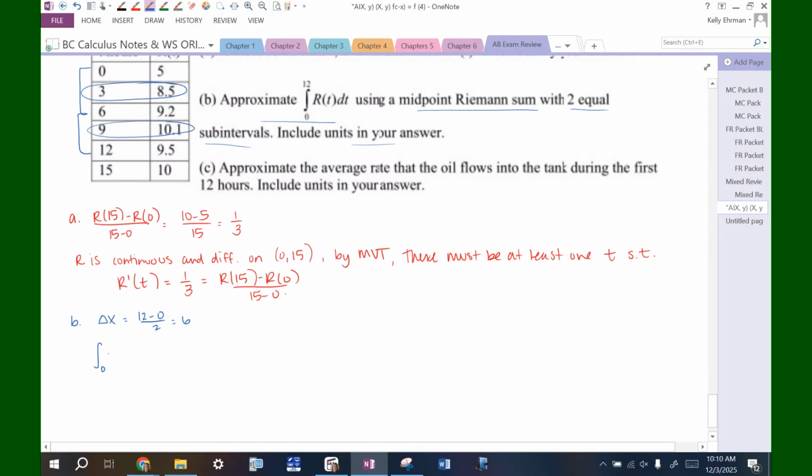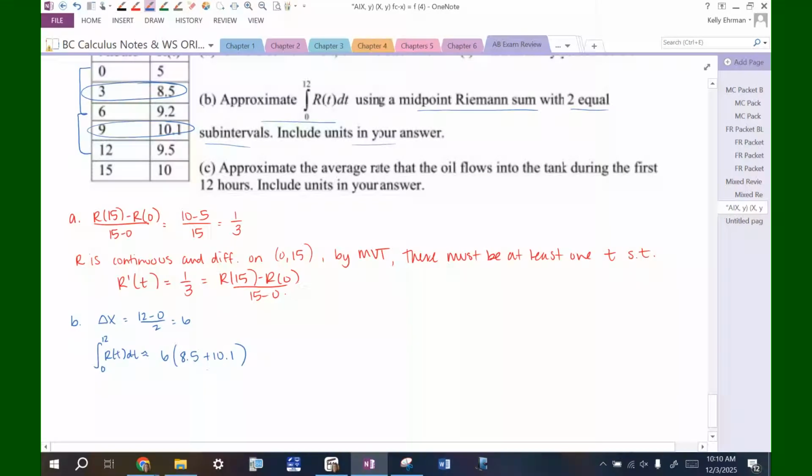So the integral from 0 to 12 of r of t dt is about equal to, both rectangles are going to have a width of 6. And we're going to use 8.5 plus 10.1. You can just leave your answer like this. This is free response. Of course, we could simplify, right? Shouldn't be too bad to simplify, but we could leave our answer like this and then include units.